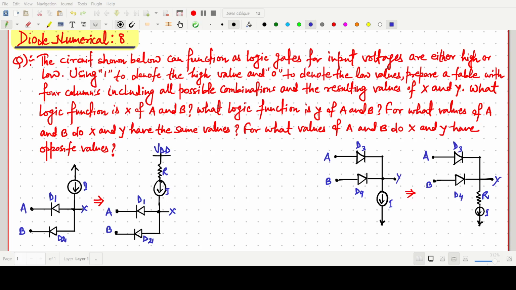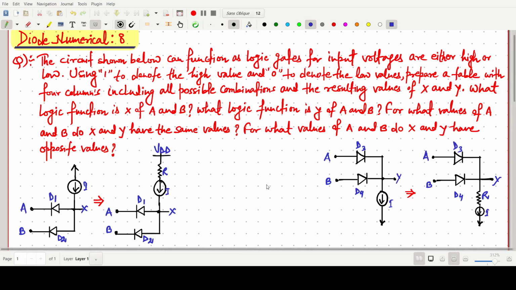Welcome everyone. In this video lecture, we will solve a problem based on diodes, which is from the Microelectronics Circuits book. The question is: the circuit shown below can function as logic gates. These two circuits are basically equivalent. Instead of this current source, we have made some resistance with some VDD. So basically two circuits are there.